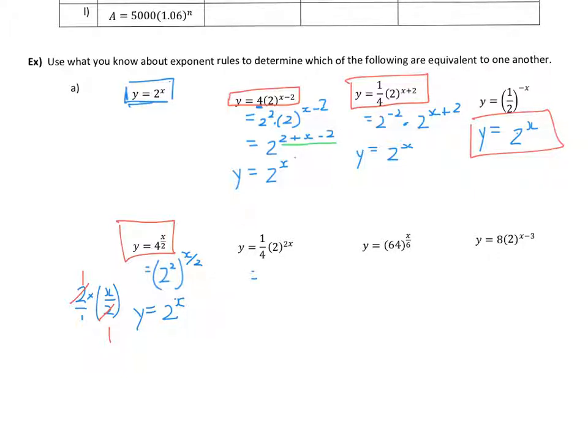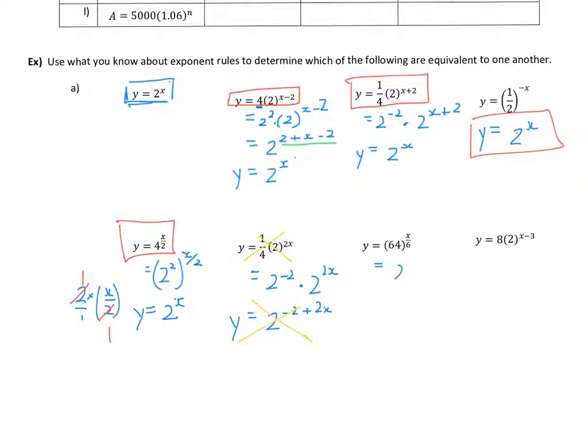1/4, we already did the work with 1/4 earlier. We knew that that was 2 to the negative 2. And then that's going to multiply 2 to the exponent 2x. The rule is the bases are the same. We're going to keep the base and we're going to add the exponents. I have a negative 2 plus 2x. Ooh, terms are not like. That's as far as I can go with this one. This one is not the same. Okay, so that one I'm crossing out. Not the same as the other ones. Let's try the next one.